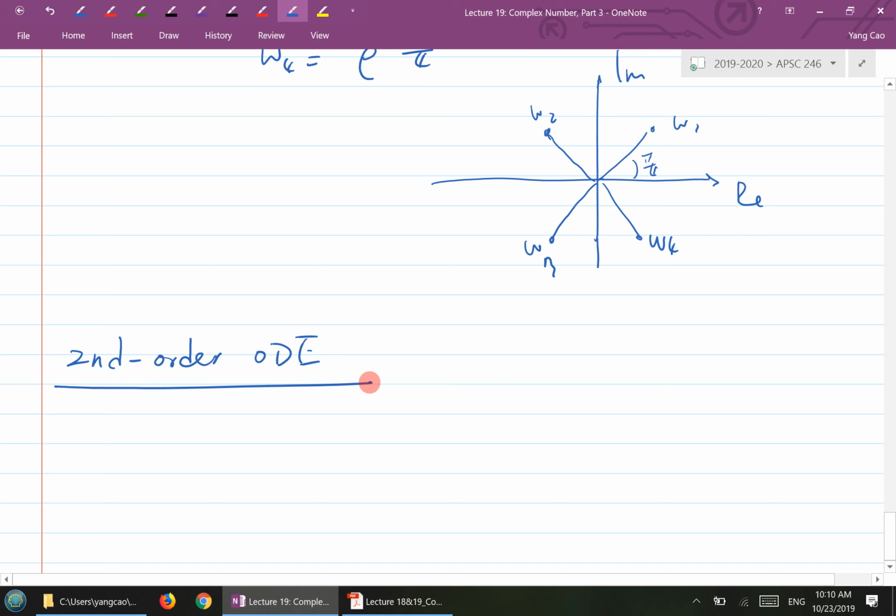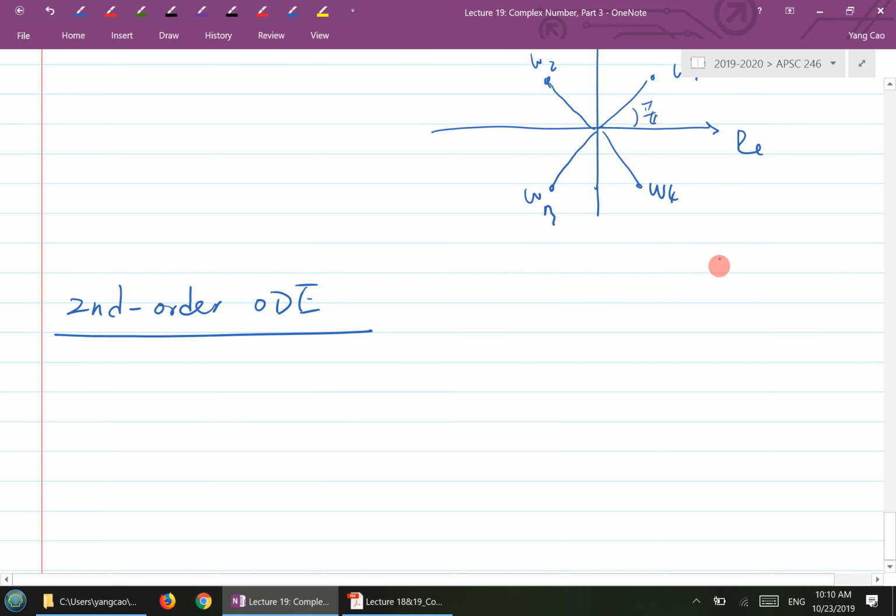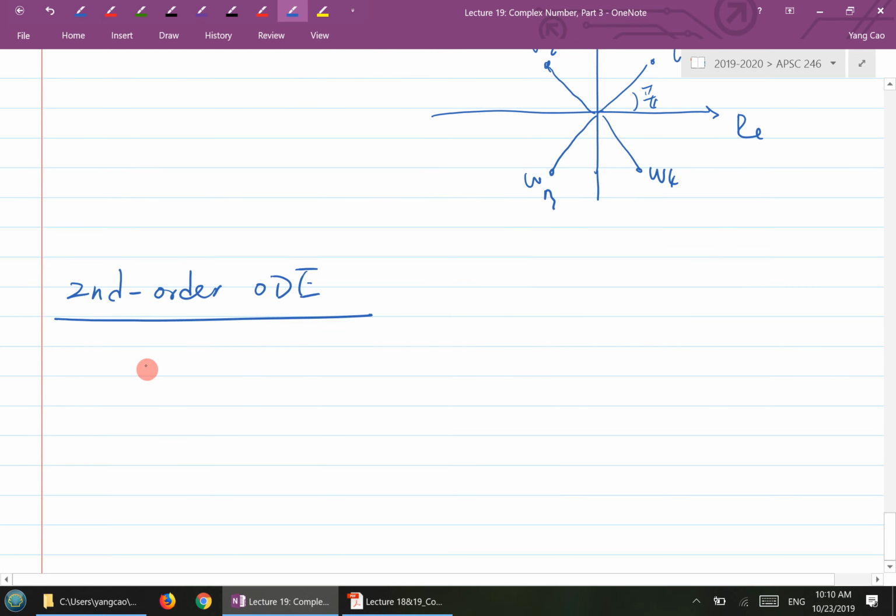Okay, now we've finished complex numbers. Let's continue with ordinary differential equations. We finished first order, so now let's continue into the second order ODE. I'll give you a couple of examples of where second order ODEs come from.